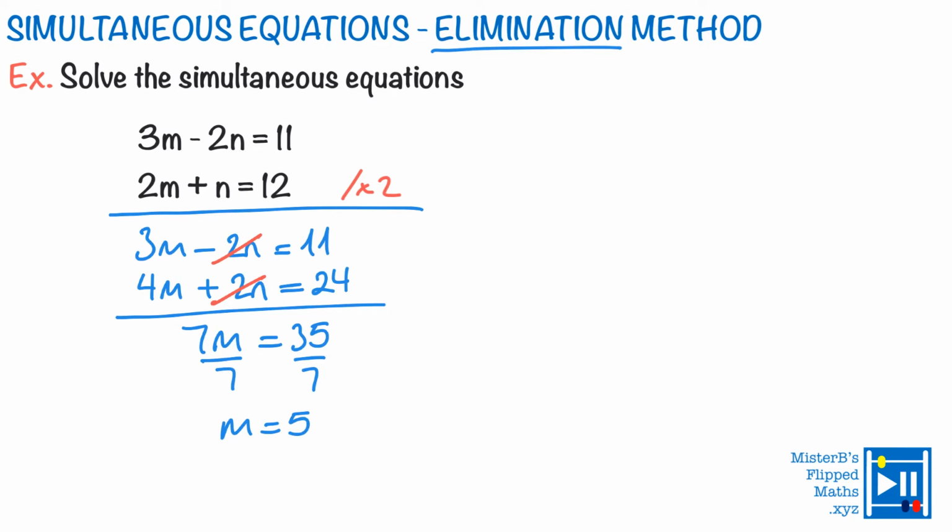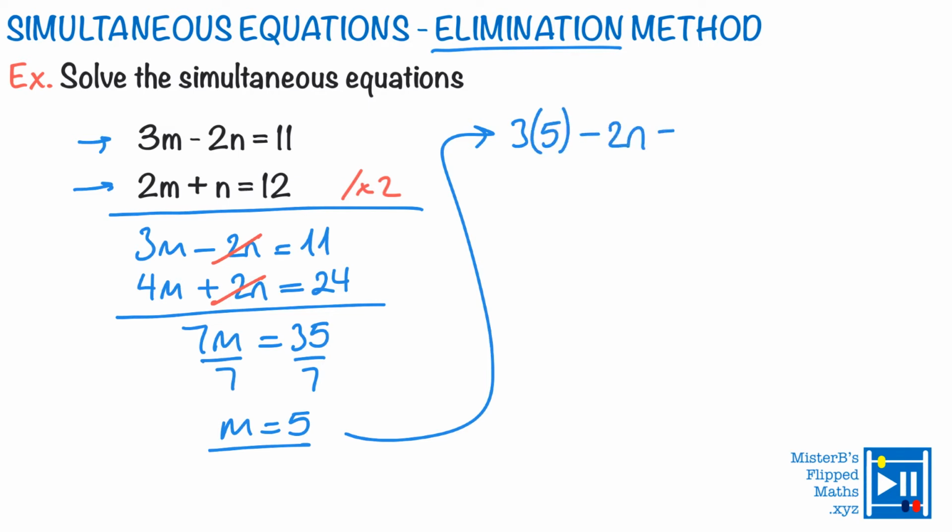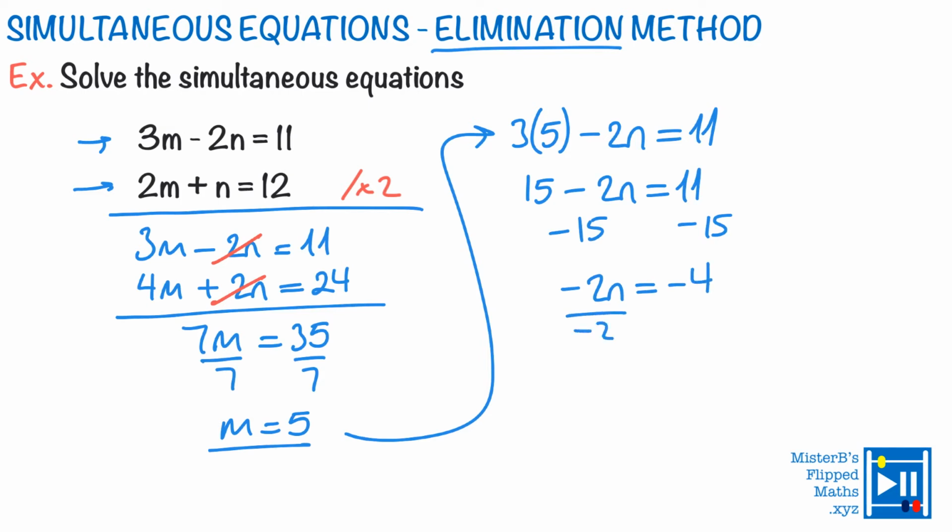Now that I know what m is, I can substitute it into any of these two equations. Let's pick the first one. So it's going to be 3 times 5 minus 2n equals 11. So this is 15 minus 2n equals 11. If I take away 15 from both sides, I'm going to end up with minus 2n equals minus 4. If I divide both sides by minus 2, I'll end up with n being 2. So these are the values of m and n.